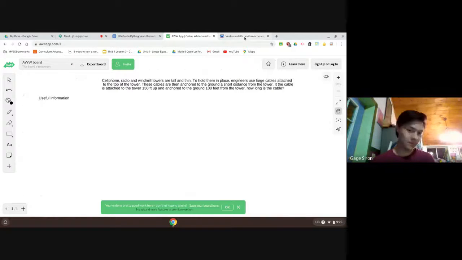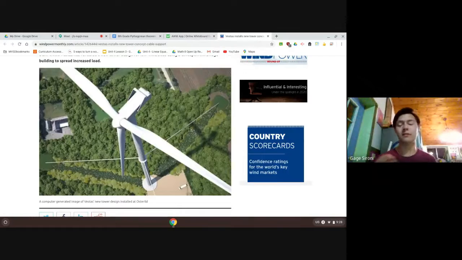Here's a windmill. You'll notice that it's quite tall. If you've ever seen one up close in person, they're oftentimes hundreds of feet tall, and they're very narrow. The bases are surprisingly narrow. What that means is they're actually quite flexible, and they're not very stable. To make them more stable, sometimes engineers will put these cables, usually 3 of them, attached to the tower relatively high and then anchored to the ground.